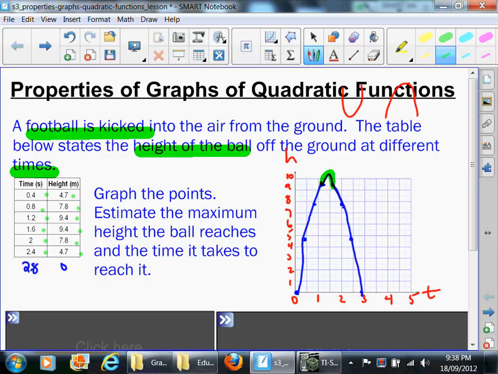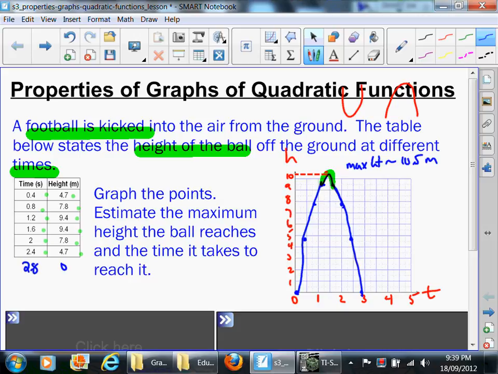Now it says estimate the maximum height. This is going to be an estimate because, first off, it's off our graph, but we need to take a look at what this would be. If I take a look here, that's maybe about another half, not even 0.6 because it's a little bit up there. So it's probably a good estimate to say that this maximum height is approximately 10.5 meters. That's just a guess, okay?